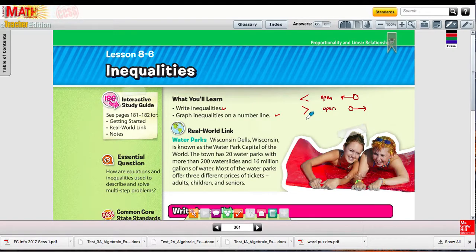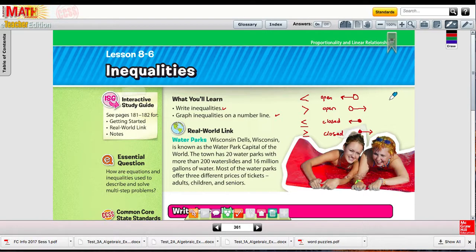The next one on your graph is less than or equal to. Please write in less than or equal to. That will be a closed circle, a filled in circle, with an arrow going to the left. The next one on your chart is a greater than or equal to sign, and that is also going to be a closed, or filled in, circle with an arrow going to the right.